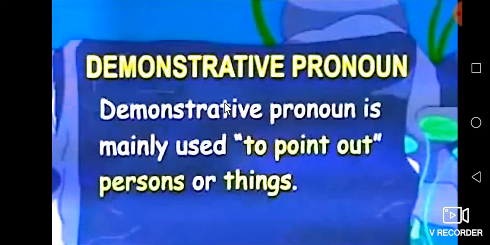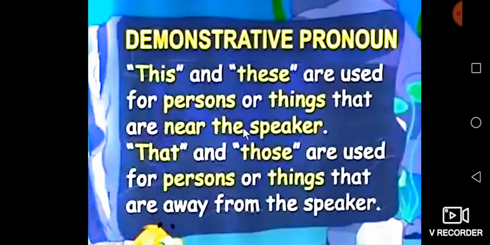Listen carefully. Demonstrative pronouns are mainly used to point out persons or things that are near the speaker. Clear? Near the speaker. This and these are used for persons or things that are near the speaker. That and those are used for persons or things that are away from the speaker.